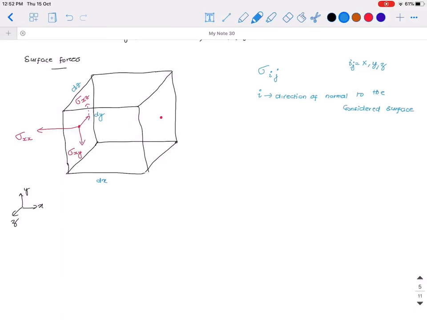I, the first index, represents the direction of the normal vector to the considered surface. Okay, so now we started off with this one. The normal is in the x direction. Okay, the normal vector is in the x direction. Okay, so that is why the first index of all three quantities is x, which is the direction of the normal vector to the considered surface. Okay, the second index j denotes the direction of the stress itself.